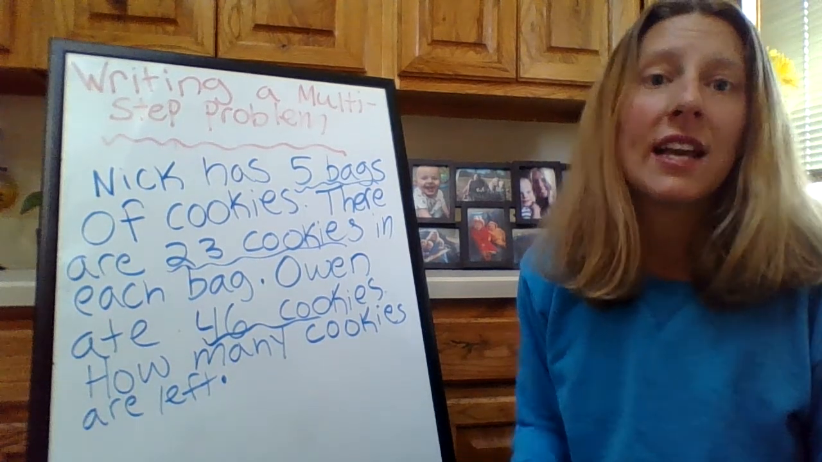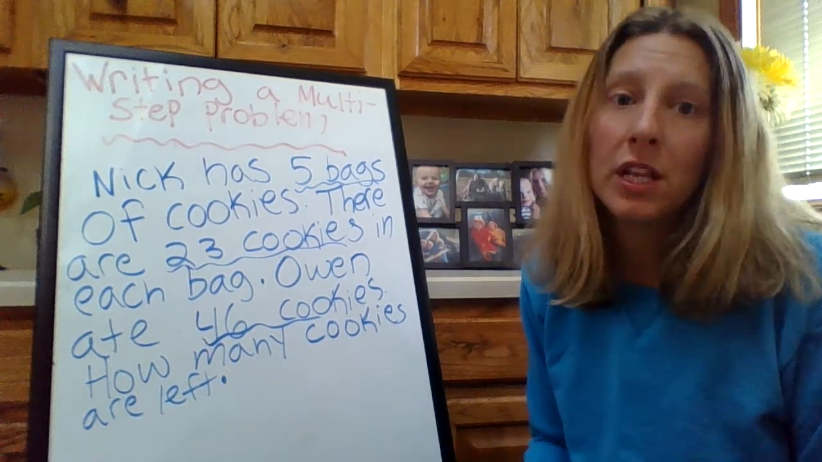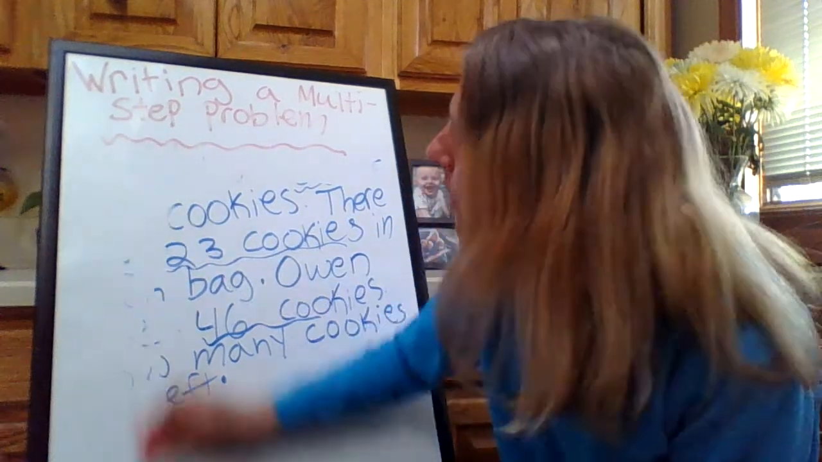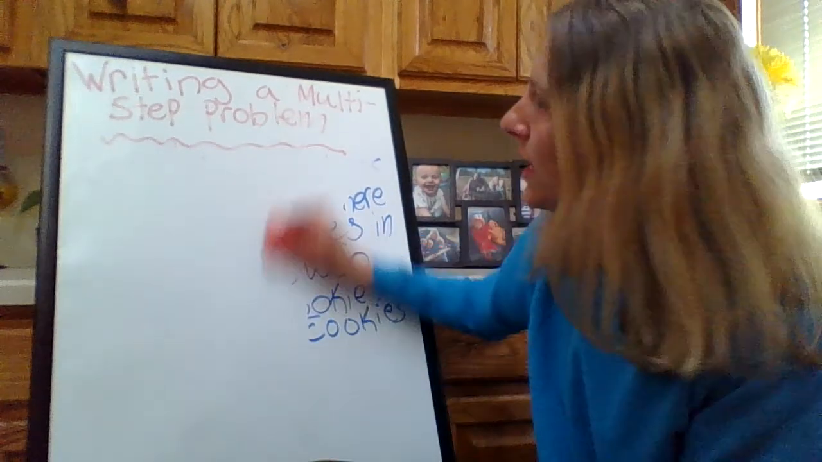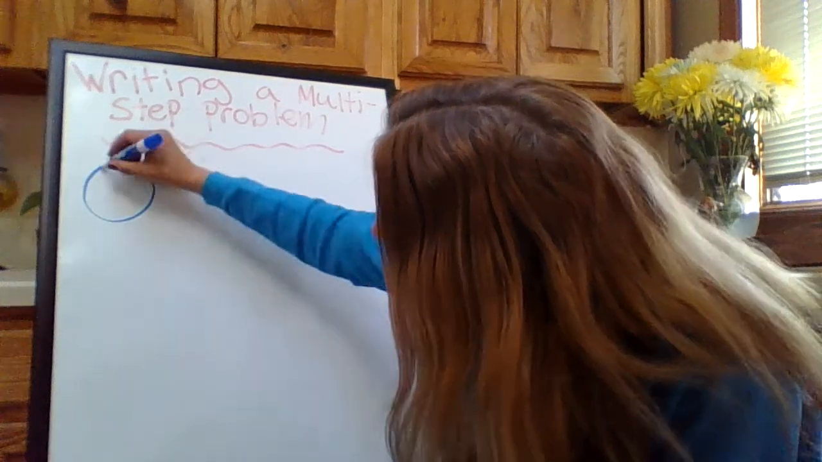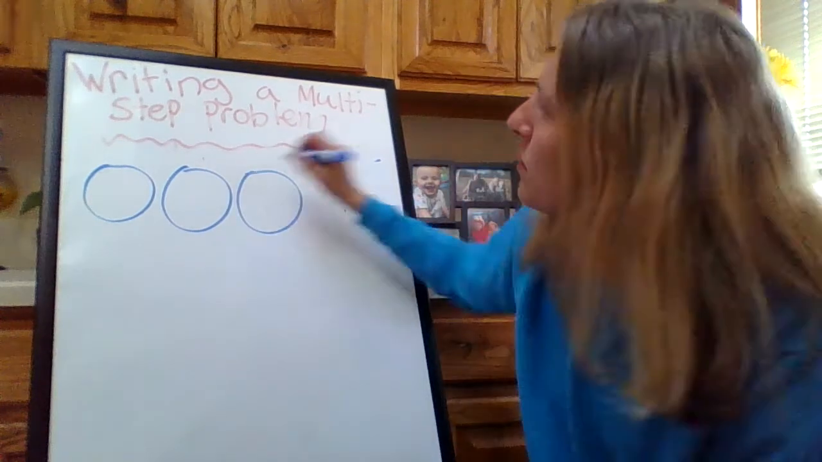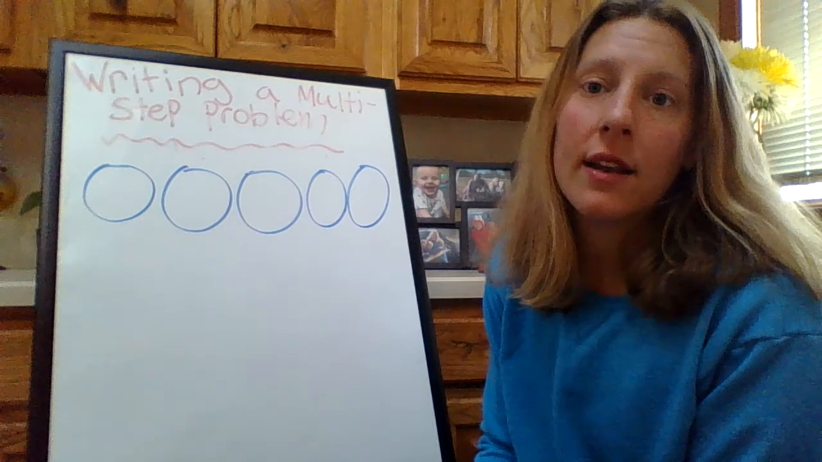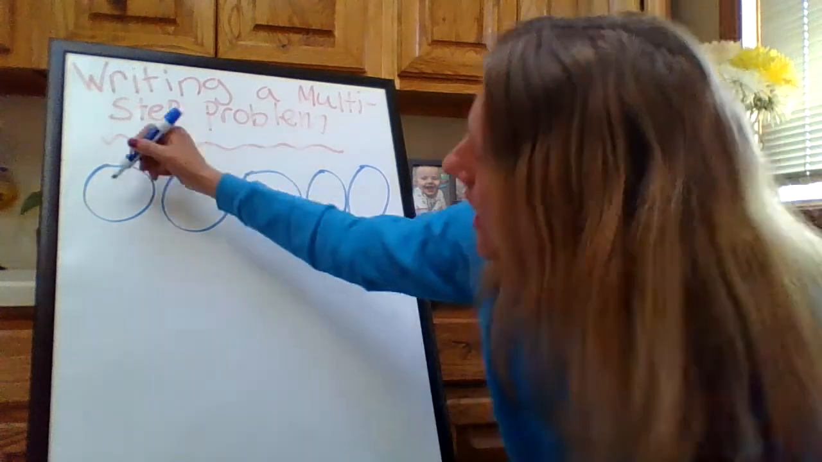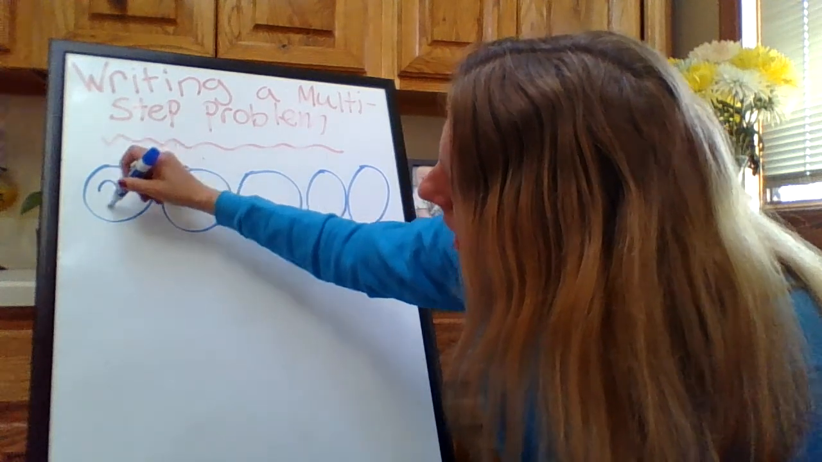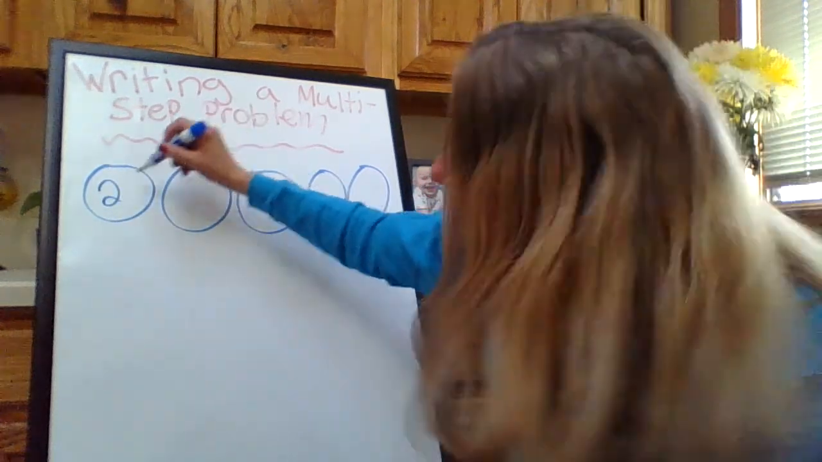So we remember that Nick has 5 bags. There are 23 cookies in each bag, and then Owen ate 46. So we can begin by drawing a picture just to show our multiplication thinking. So I'm just going to draw 5 circles, which would represent the bags. And then I have 20, I think I said 23 cookies in a bag.